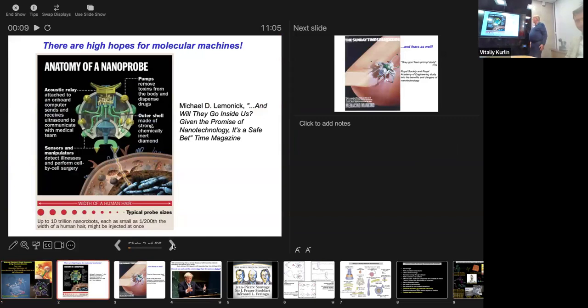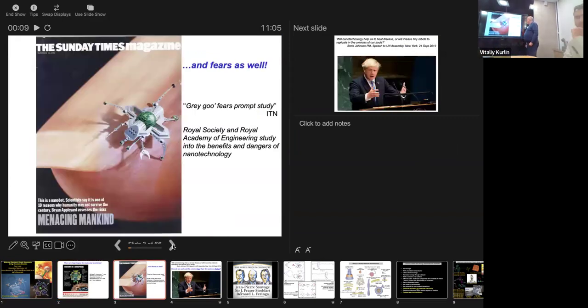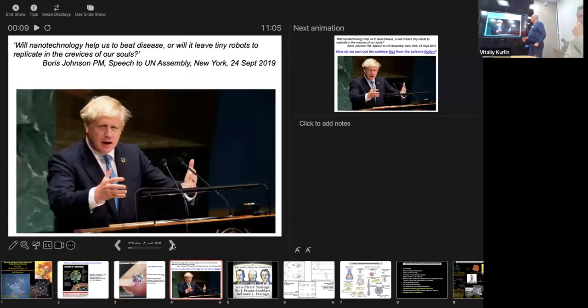So there are high hopes for molecular machines. Some people think that they're going to go inside us and cure all kinds of diseases. But there are fears as well. Other people are worried that there's going to be this self-replicating grey goo that's going to wipe out the planet. The general public and even politicians such as this charlatan are aware of the field of molecular machines. And in his speech to the United Nations in 2019, Boris Johnson asked, will nanotechnology help us to beat diseases, or will it be finding the robots to replicate in the crevices of our souls?